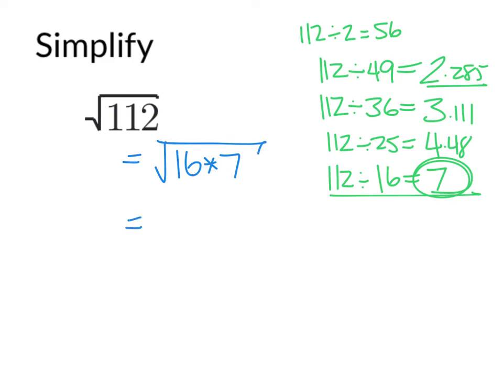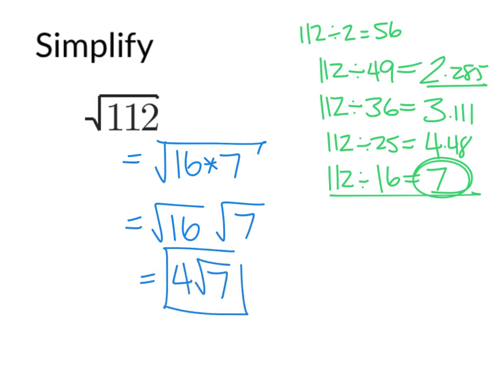Now split up that product into the square root of 16 times the square root of 7. The square root of 16 is 4. The square root of 7 is the square root of 7. Now we have our simplified expression.